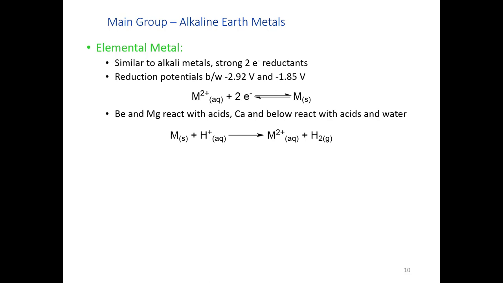Another similarity between the group 1 and group 2 metals is that the alkaline earth metals react with acids to produce cationic species and hydrogen gas, as shown here. One difference, however, is that magnesium and beryllium are not reactive enough to react with water to form hydrogen gas. The rest of the group 2 elements do display that reactivity though.